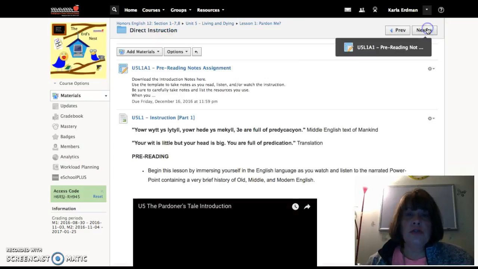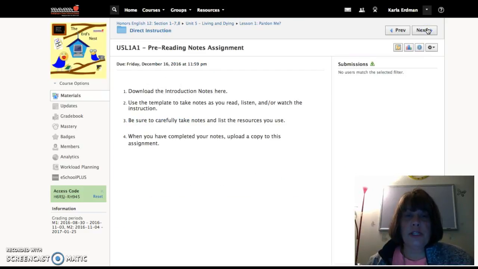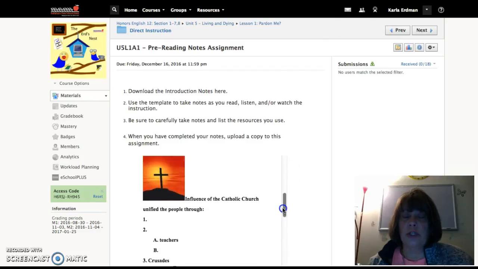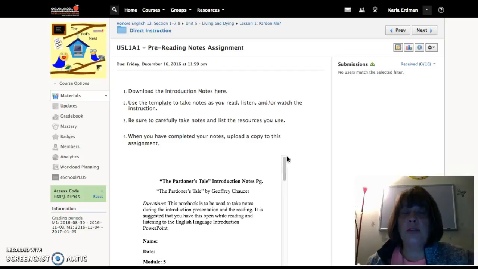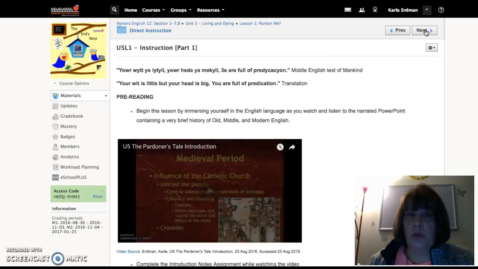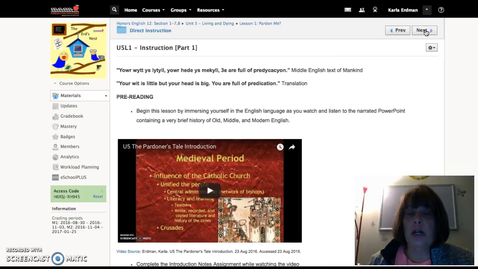So the direct instruction takes you into some pre-reading notes. This is for the Pardoner's Tale. This is actually for what you will read. However, it's pre-reading. So there's going to be a video that you're going to need these notes to complete while you're watching the video, which is next, part one, instruction. This is a narrated video, and use the notes that were before that.